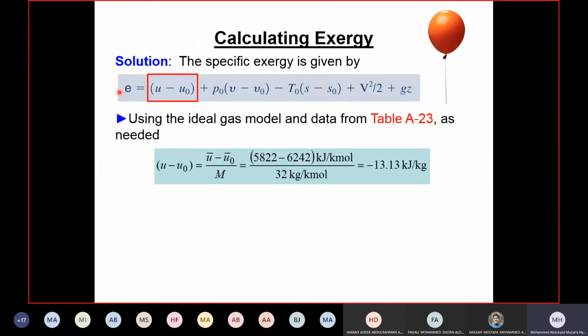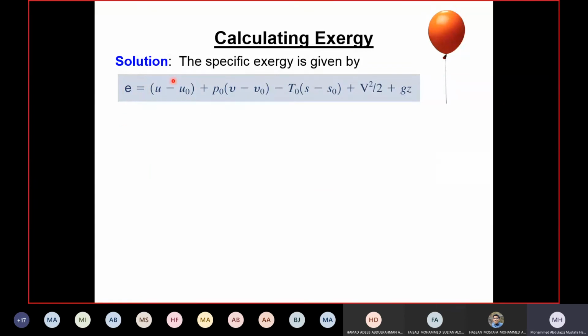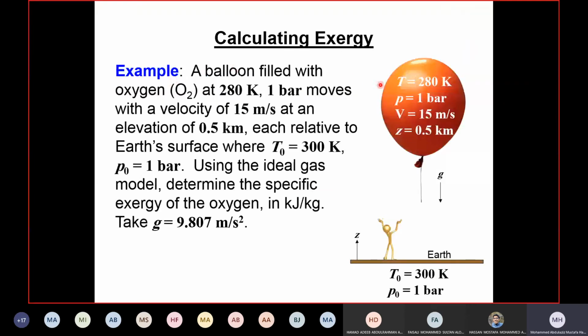What does this exergy mean? What is the physical meaning of this exergy? It means that if this balloon is let to expand to the dead state, how much work it can give. That is the meaning of this exergy. So the exergy is equivalent to the maximum work that this balloon can do until it reaches the dead state, which is T naught, P naught, V equals 0, Z equals 0.